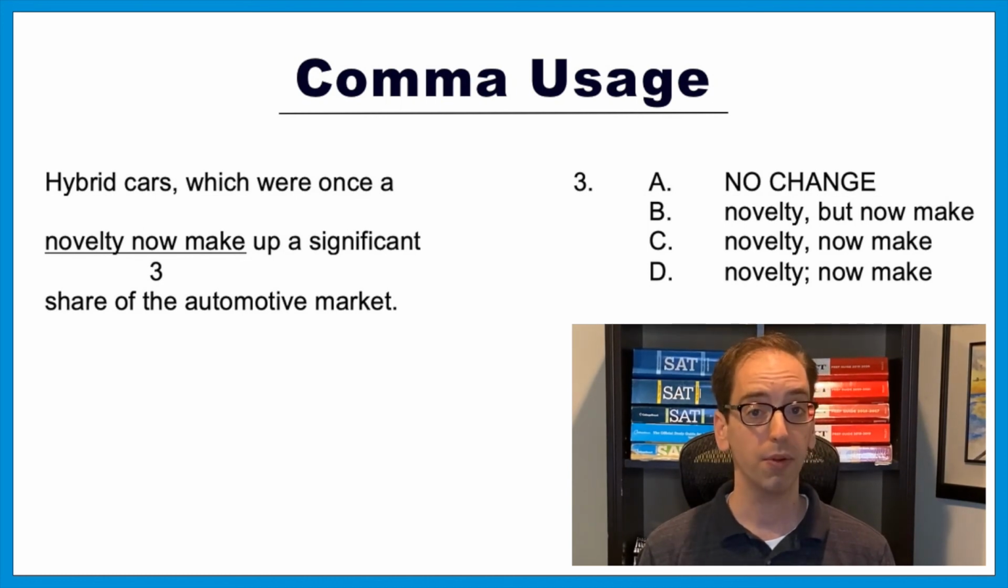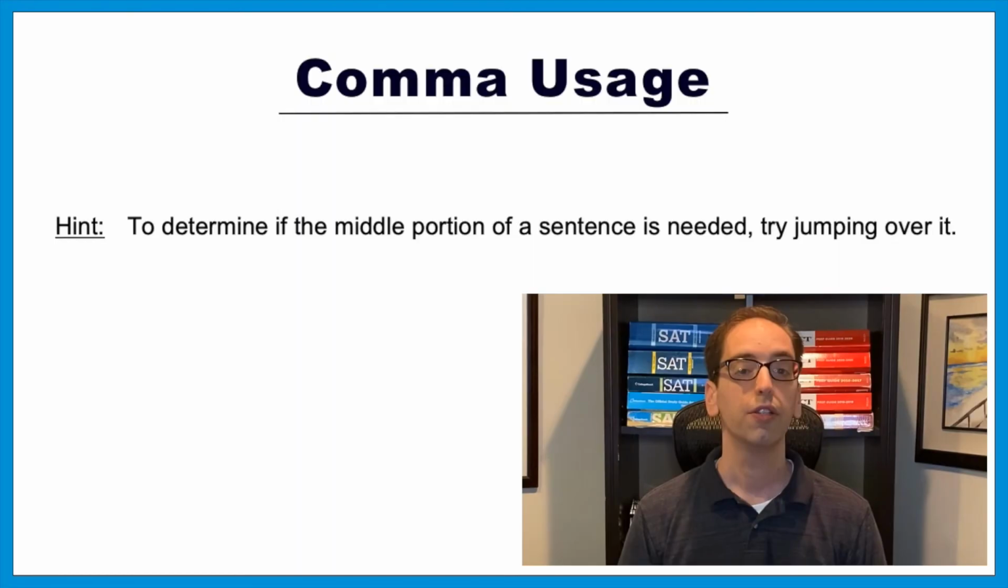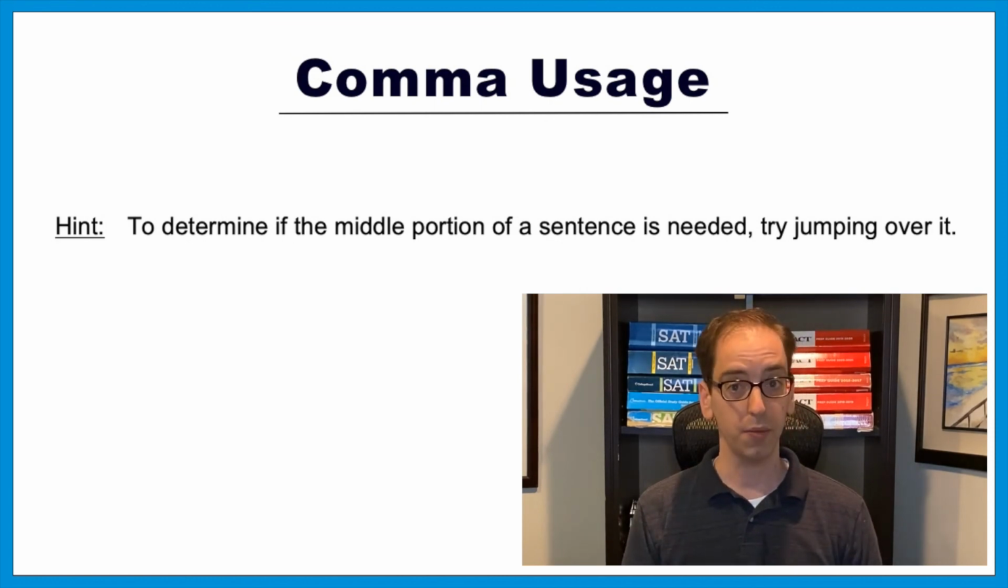That means we could separate it with a comma followed by another comma. The answer is C. So here's a very useful hint on the test. To determine if the middle portion of a sentence is needed, try jumping over it. This is a great way to see if you should be using commas. If a sentence still makes sense without a certain portion, then you're allowed to separate it with a comma on each side. Now here's a slight variation.